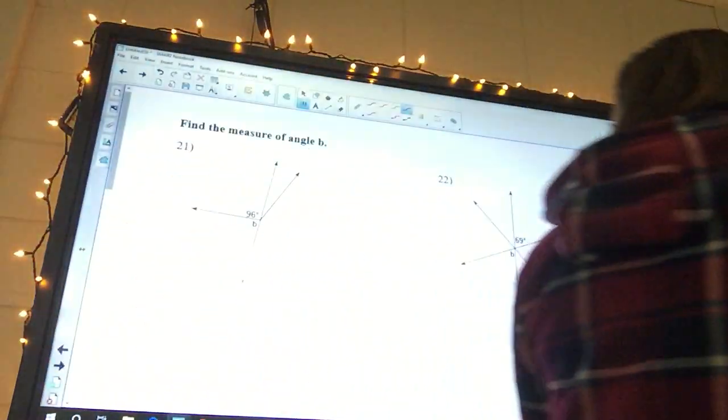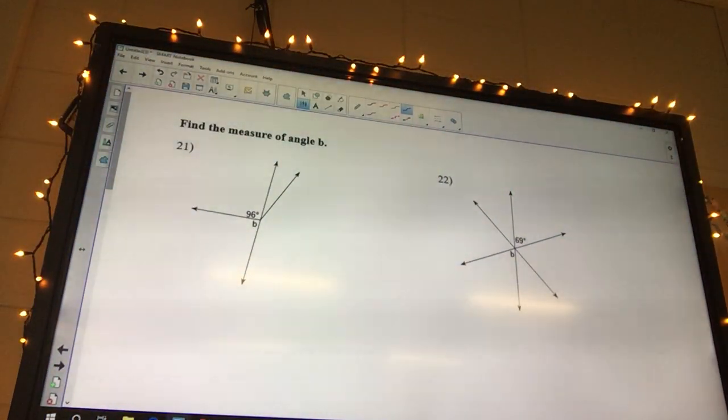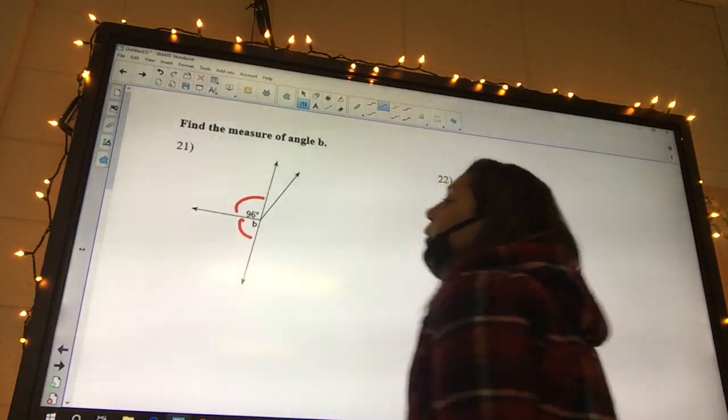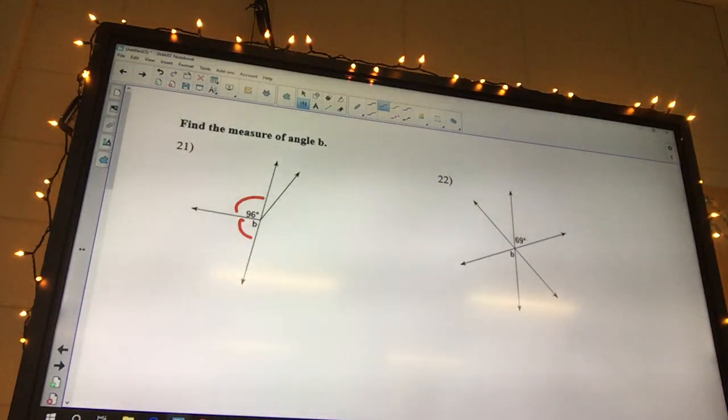Okay, the next section says find the measure of angle B. You really need to use your vertical, adjacent, complementary, supplementary skills on this one. Between the two angles, one is 96, one is B. Do they look like they add up to 90 or 180 or 360?